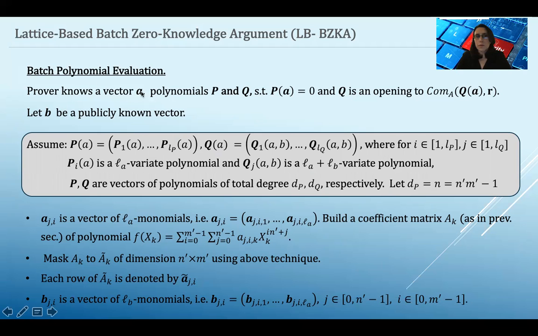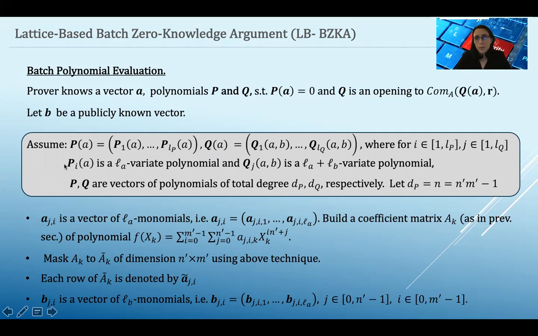Here, the prover knows a vector A and the two polynomials P and Q, such that P of A, polynomial P evaluated in the vector A, should be equal to 0, and Q is an opening to a commitment of Q of A with some randomness R. So we assume vector B being a publicly known vector. Furthermore, we assume that the polynomial P of A is a polynomial vector of length LP, and polynomial vector Q of A is a polynomial vector of length LQ.